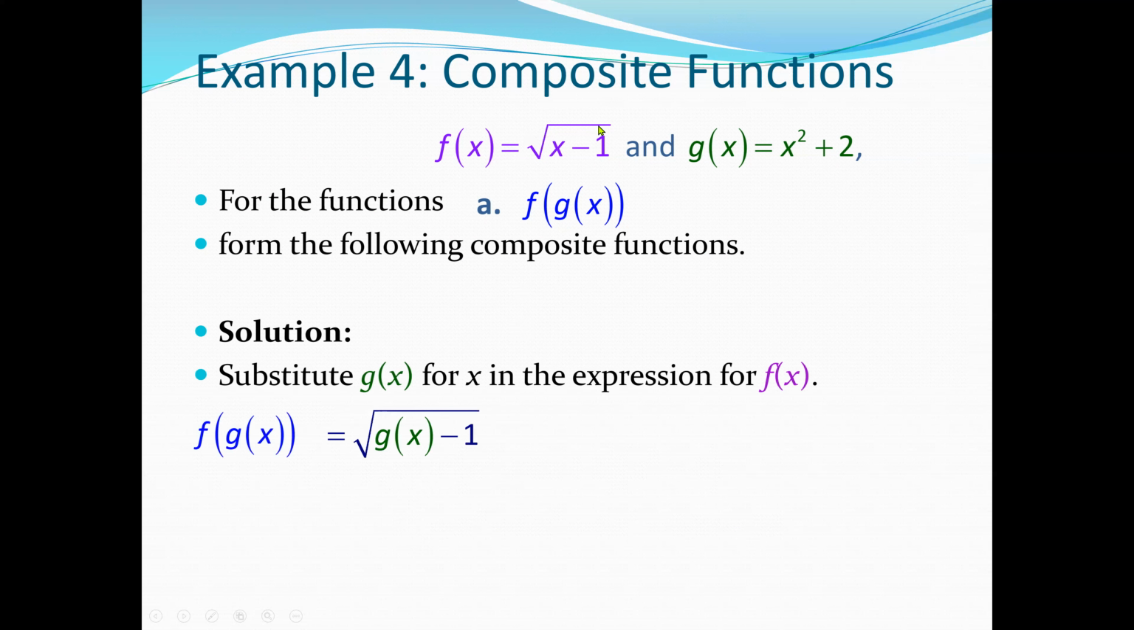We can say we have our square root. Instead of writing x, I substitute with x squared plus 2. So that will be g at x, then minus 1. So this will give me x squared plus 2 minus 1. And finally, our answer will be square root of x squared plus 1.